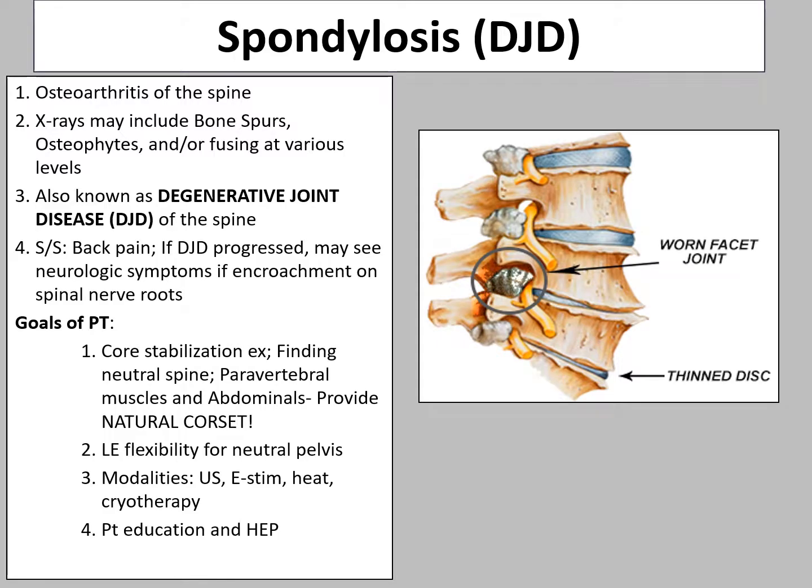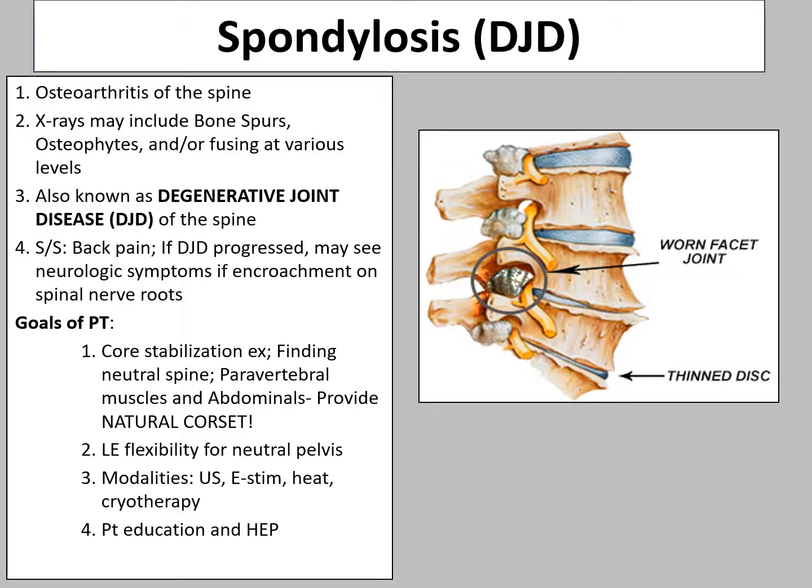Do not get confused, but here is an additional condition, spondylosis, which is osteoarthritis of the spine or degenerative joint disease of the spine. They will have signs and symptoms of back pain. You may even see neurological symptoms or radiculopathies if the encroachment from the arthritis is on the spinal nerve roots. You may even see bone spurs or osteophytes. Sometimes even the spinous processes will fuse at certain levels due to the osteoarthritis.